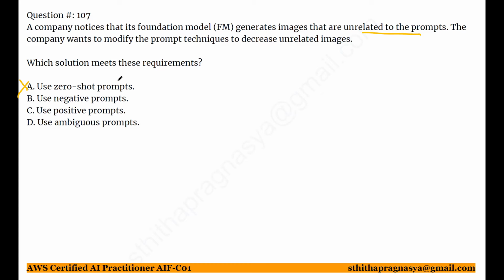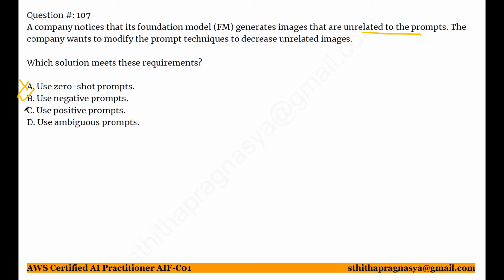How about negative prompts? Negative prompts specify what should not appear in the generated image, helping refine and focus the output by excluding unrelated or undesired elements. This technique directly addresses the issue of generating unrelated images and ensures closer alignment with the desired content. This is the correct answer, as negative prompts help steer the model away from generating unrelated images.